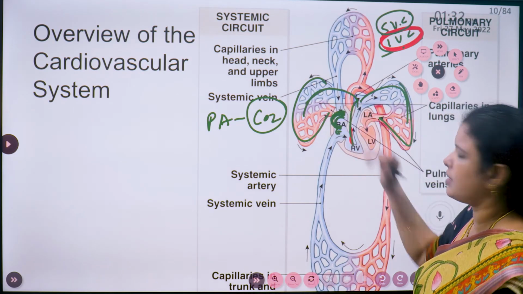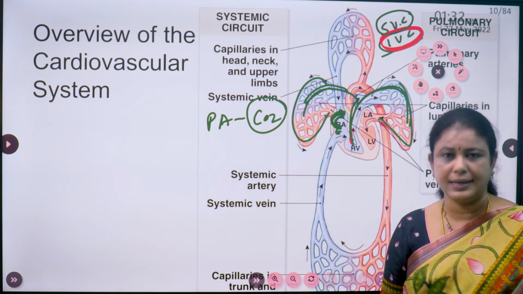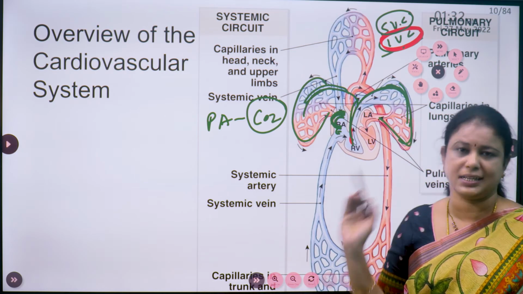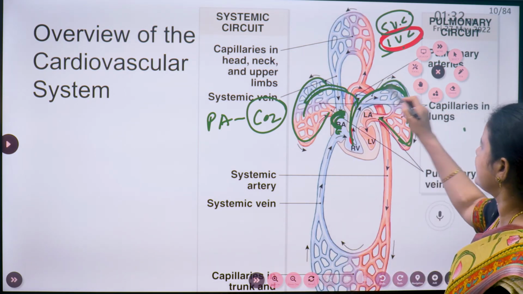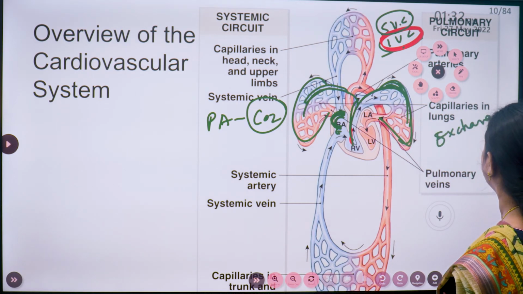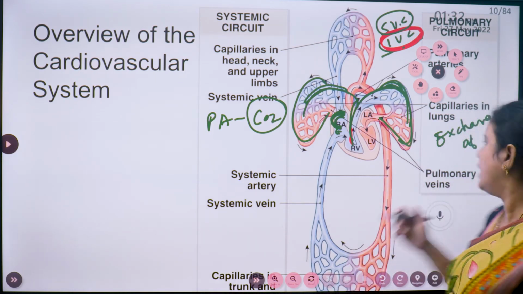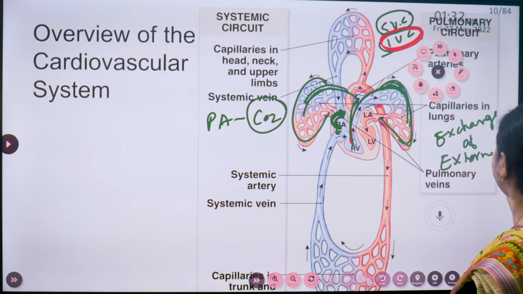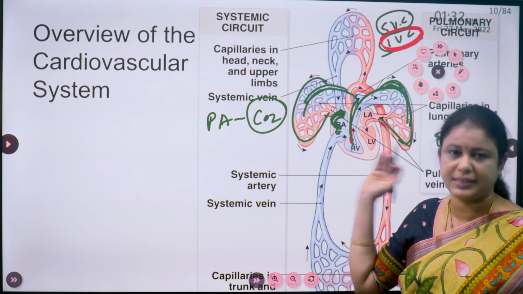So this deoxygenated blood is pumped into the lungs. Within the lungs, exchange of gases takes place, which is called external respiration. Within the lungs, exchange of gases happens by the process of respiration, inspiration and expiration, and by external respiration.